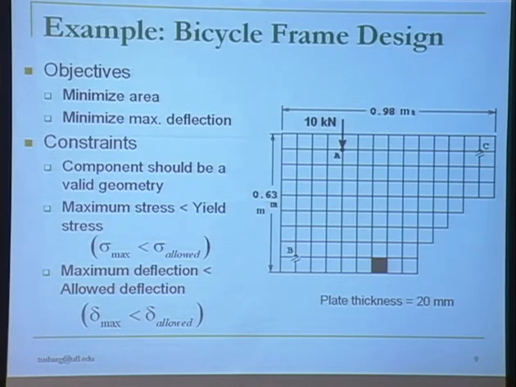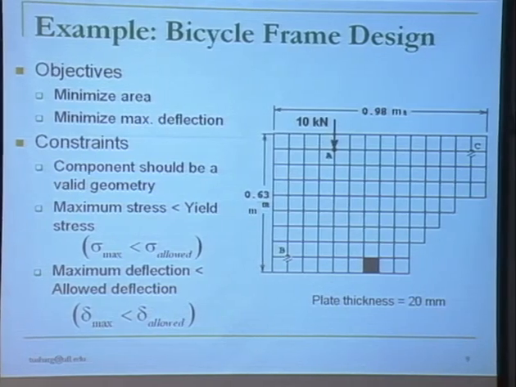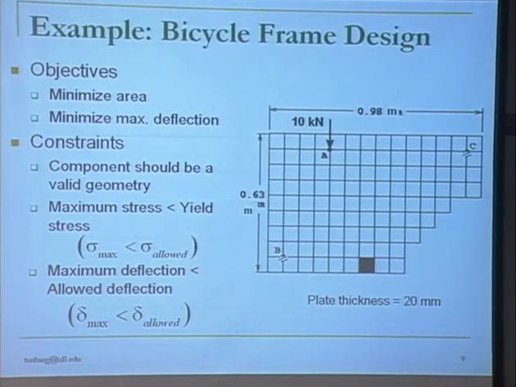I have three constraints. First is I should get a valid bicycle frame. It should not be a frame where I have eliminated the whole of the plate. That will give me the lowest weight solution, but that does not give me any bicycle frame. Second is my maximum stress should be less than allowed stress, and my maximum deflection should be less than allowed deflection.